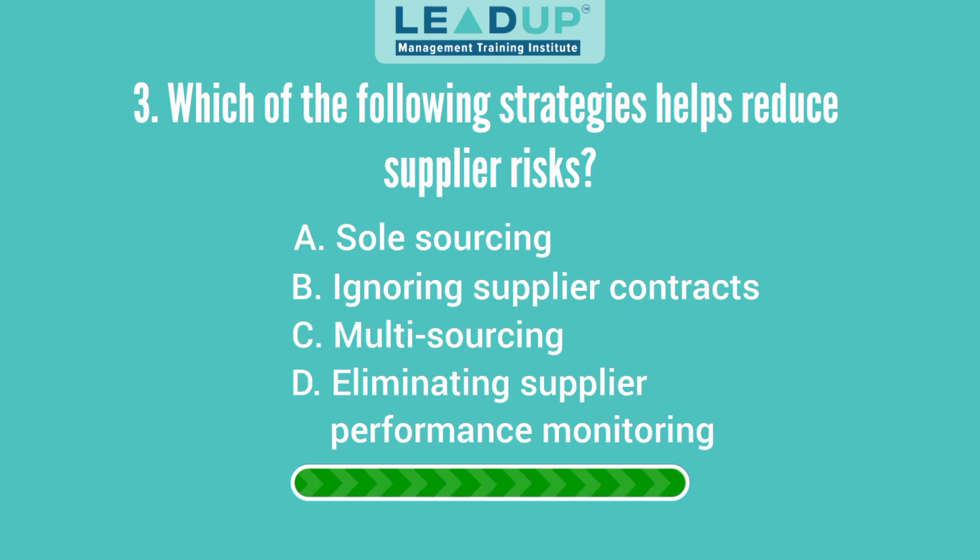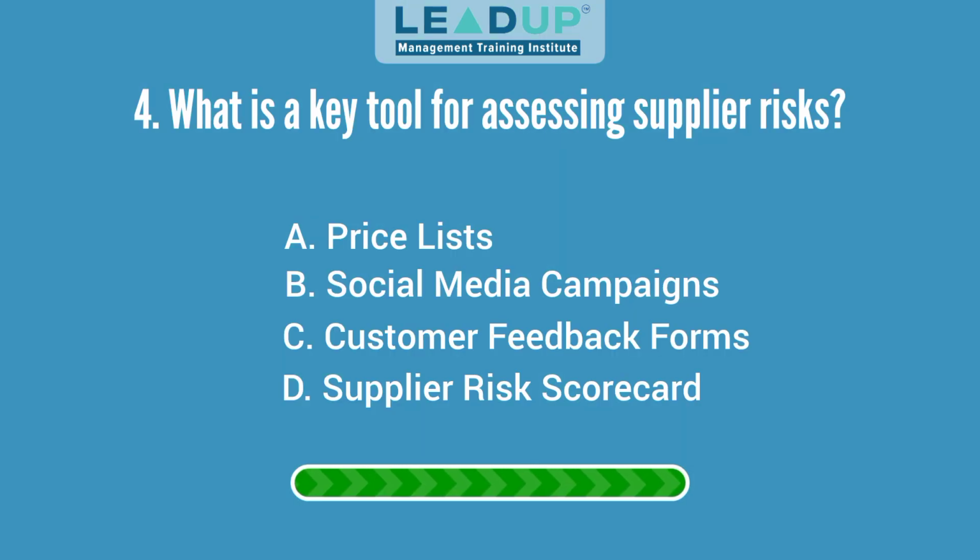3. Which of the following strategies helps reduce supplier risks? A. Sole sourcing. B. Ignoring supplier contracts. C. Multi-sourcing. And D. Eliminating supplier performance monitoring. Answer: multi-sourcing. 4. What is a key tool for assessing supplier risks?